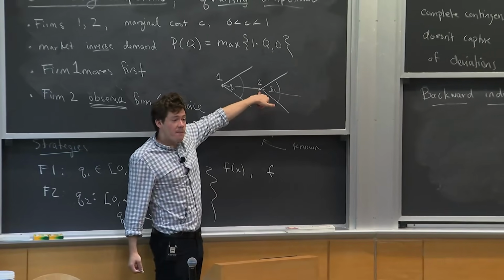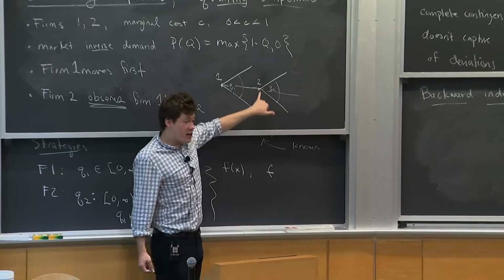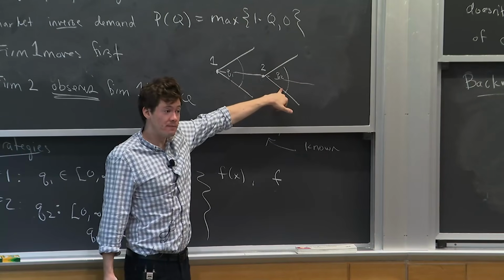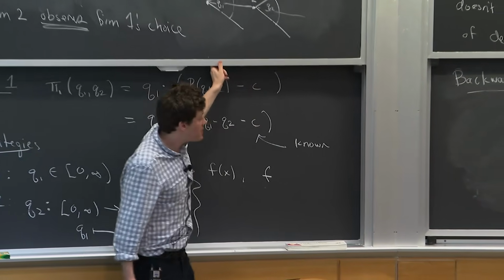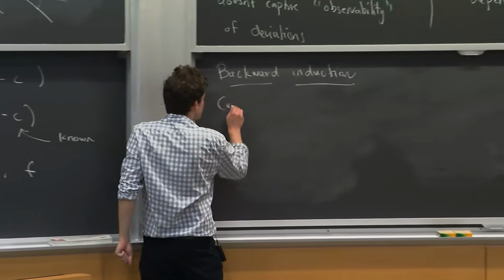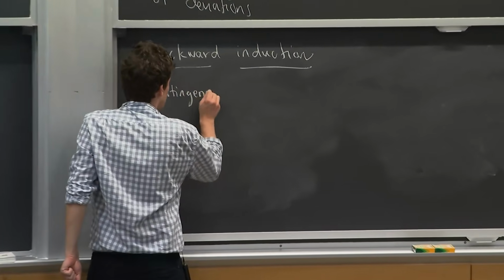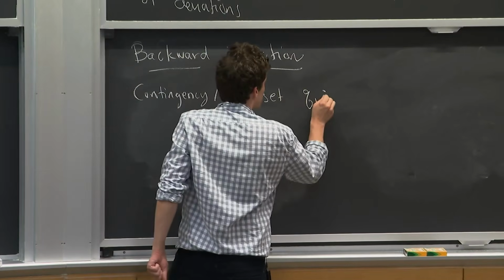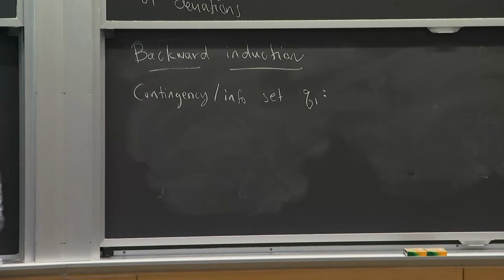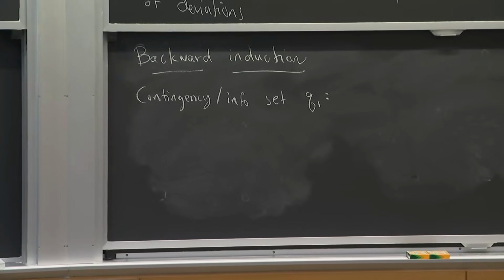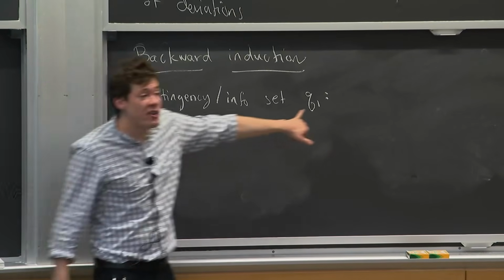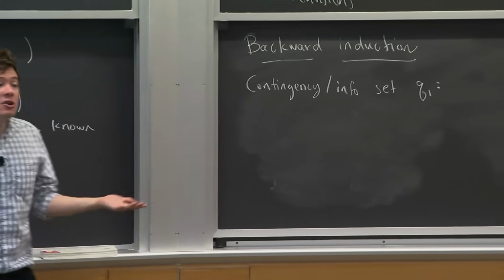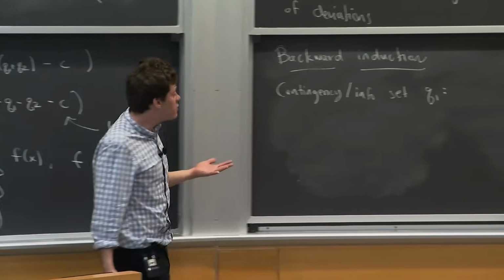So let's start here. And we have to say, as a function of the amount Q1 that firm 1 has produced, what should firm 2 do? So let's consider maybe what I'll call contingency or info set Q1. So this says, put yourself in the position of firm 2. You've observed how much firm 1 has brought to market, and you've observed that the amount they've brought to market is Q1, and now you're choosing Q2, how much you should bring to market yourself. So what are you choosing?